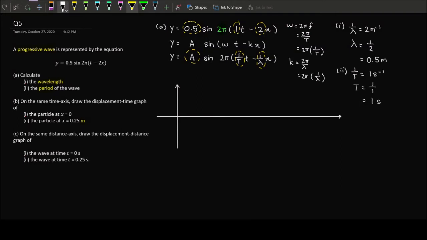Question B requires us to draw a displacement time graph for a particle at x equals 0 and a particle at x equals 0.25 meter. Let's take a look straight away at C also. C asks us to draw a displacement distance graph. You can see the difference in the wording. For B, it's displacement time graph. For C, it's displacement distance graph.